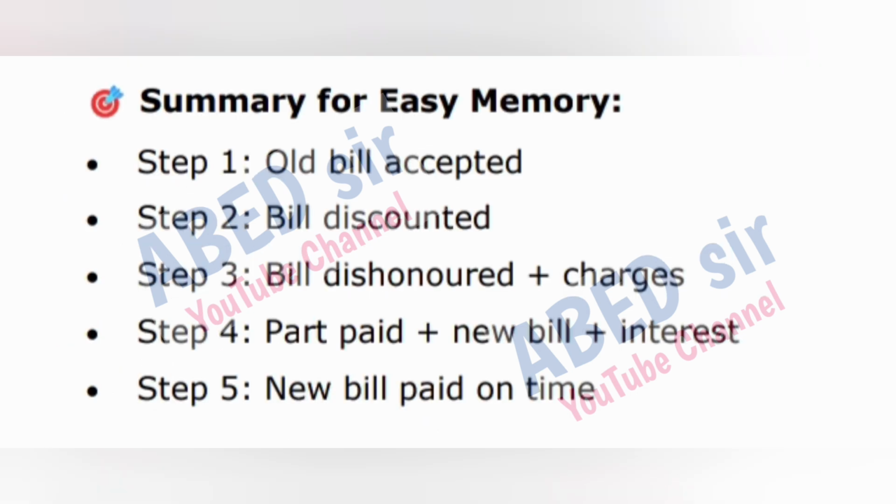Summary for easy memory. Step 1. Old bill accepted. Step 2. Bill discounted. Step 3. Bill dishonored plus charges. Step 4. Part paid plus new bill plus interest. Step 5. New bill paid on time.